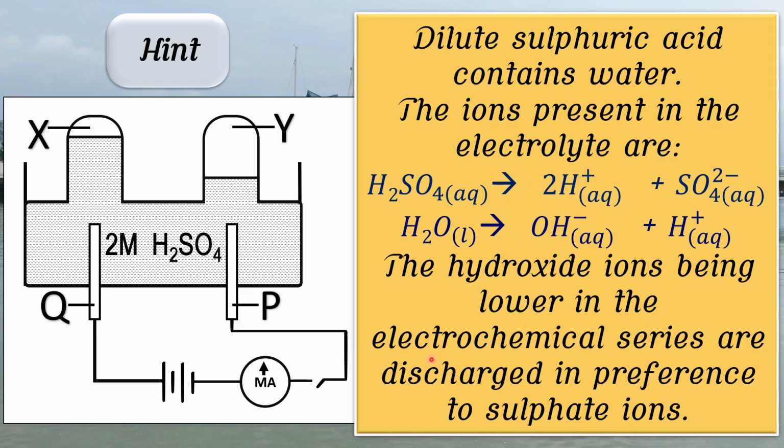Now we go back to the electrochemical series. Which one is above? You find that the sulfate in the electrochemical series is above the hydroxide. Therefore, the hydroxides which are lower than the sulfates are the ones that are going to be discharged in preference to the sulfate. So at our anode, the hydroxides are going to be discharged and we shall get oxygen gas and water.